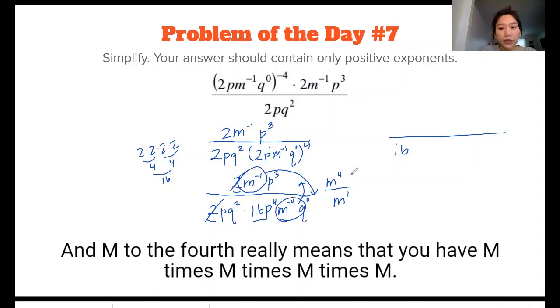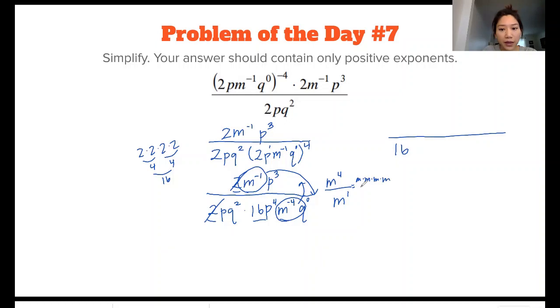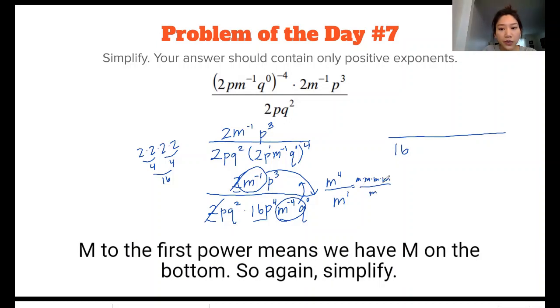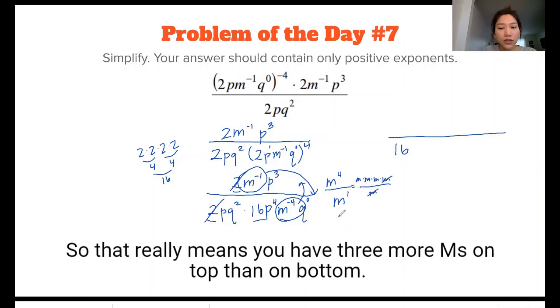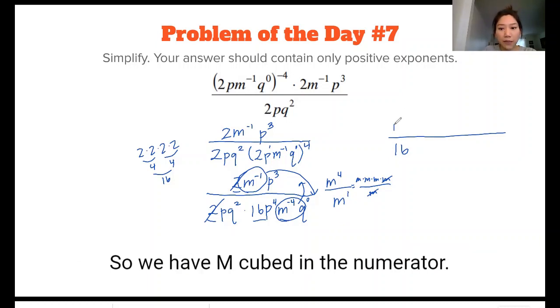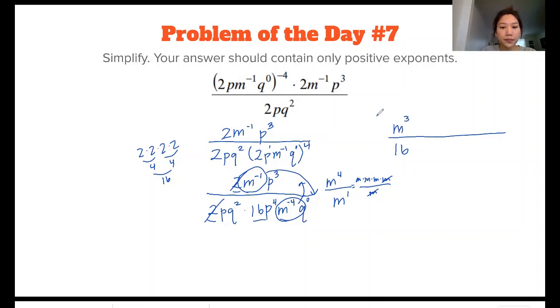And m to the 4th really means that you have m times m times m times m. M to the 1st power means you have m on the bottom. So again, simplify. So that really means you have 3 more m's on top than on bottom. So we have m cubed in the numerator.